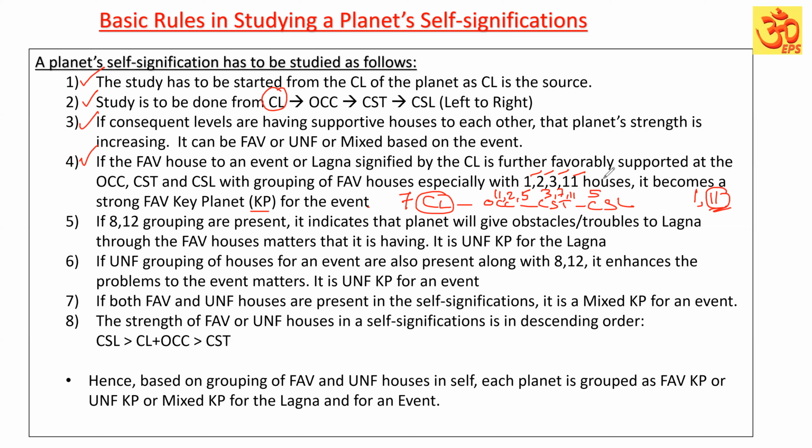So in short, 1, 2, 3, 11 houses, if they are also present in the grouping of the favorable houses for any event, they are going to make that planet strongly favorable. I hope you would have understood.